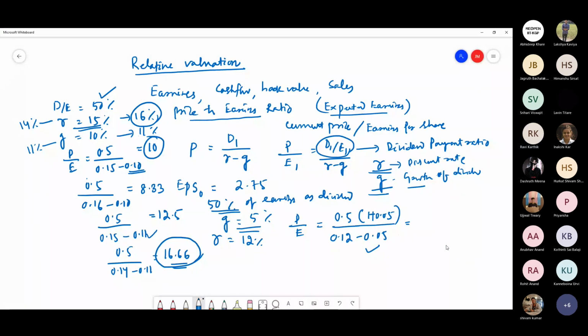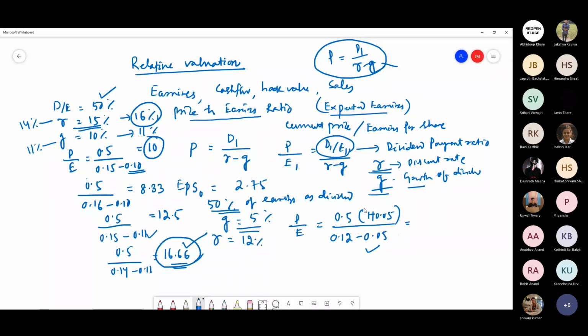You don't look at that, because we have defined that P is equal to D1 divided by R minus G. We are basically using the dividend discount model, assuming that G is constant throughout. But once you get your P by E, that is 16.66, you don't look at it from the R and G perspective.